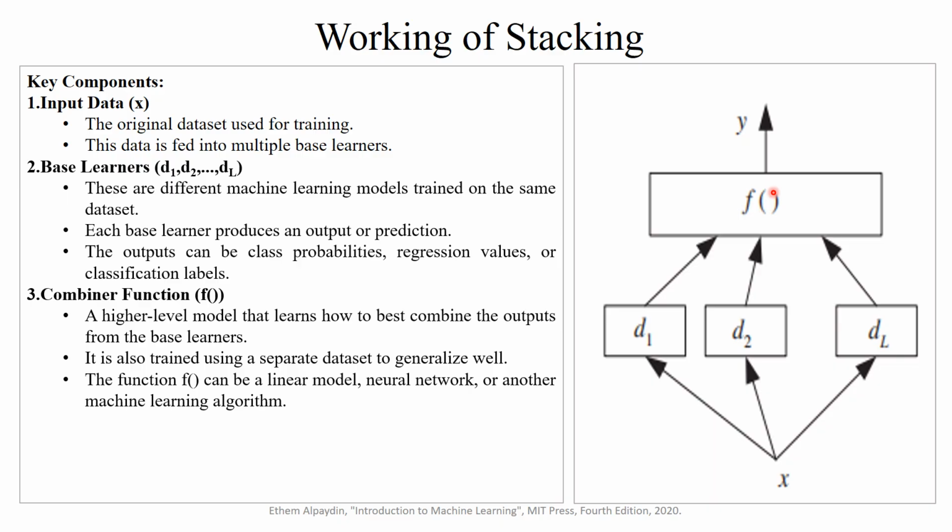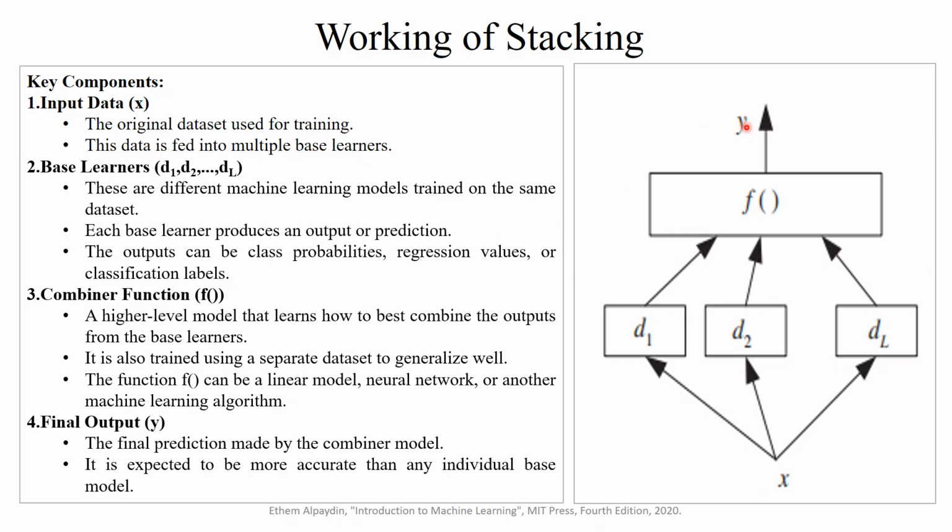This is a higher level model that learns how to best combine the outputs from the base learners. And this is also trained using a separate data set to generalize. This function can be a linear model, neural network, or another ML algorithm. And the final component is the output y. This is the final prediction made by the combiner model. It is expected to be more accurate than any individual base model.